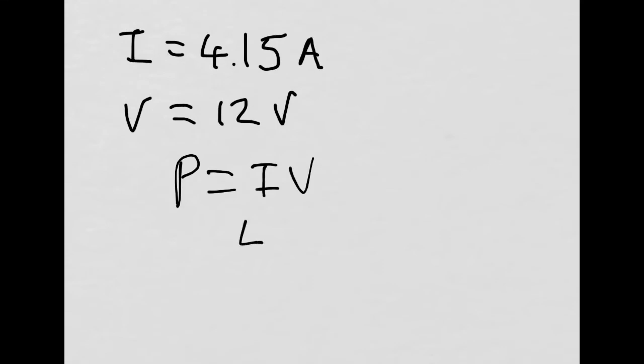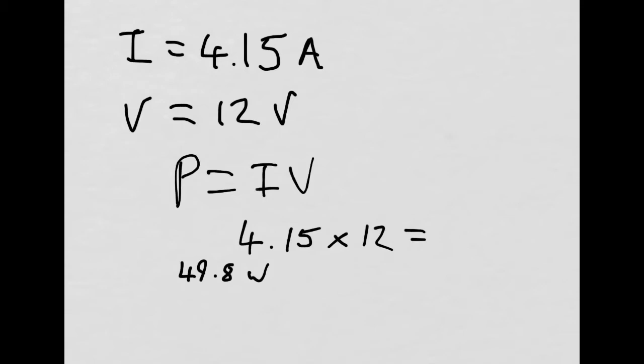Right, let's take 4.15 and multiply it by 12. Just get a calculator up. I should have done this before I started recording. So I'm going to just do this on my computer. 12 times 4.15. Okay, I'm getting a power of 49.8. So that equals 49.8, and the power is in watts. It's in joules per second, which is also, you can just say watts. Watts is better to say here.